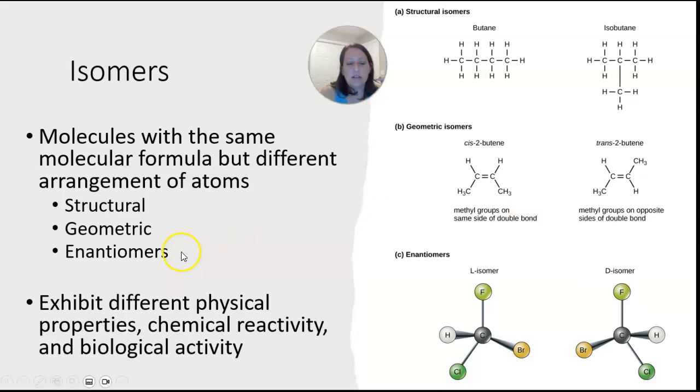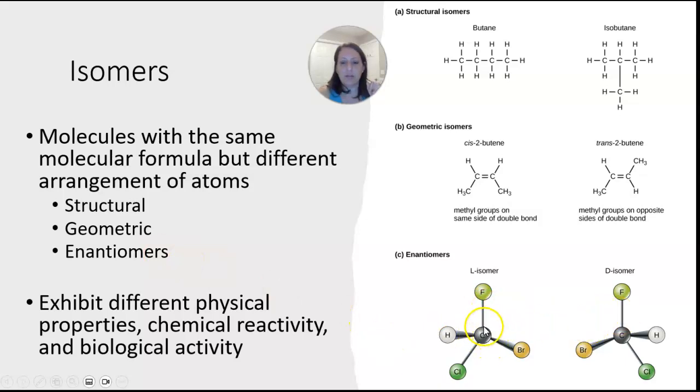The last, these are called enantiomers. And enantiomers are non-superimposable mirror images. So like your left and right hand, okay? They're mirror images, but there's no way to superimpose them to get exactly the same molecule. And so here's a great example.